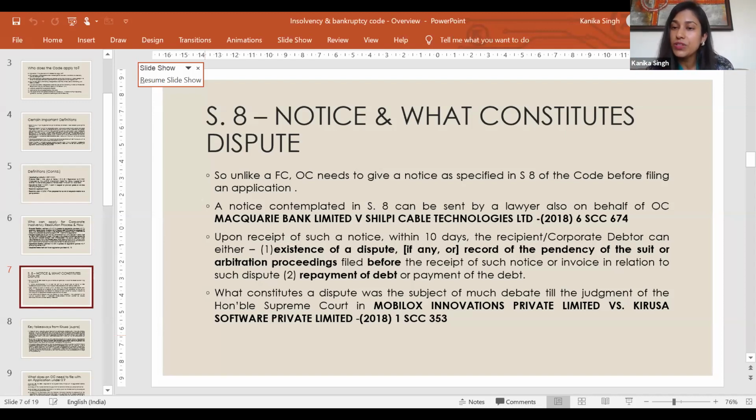The other thing that a recipient of the notice can do, which is a very obvious thing, is that he can say that I have already repaid the debt. That is payment of the debt. That is the second part.